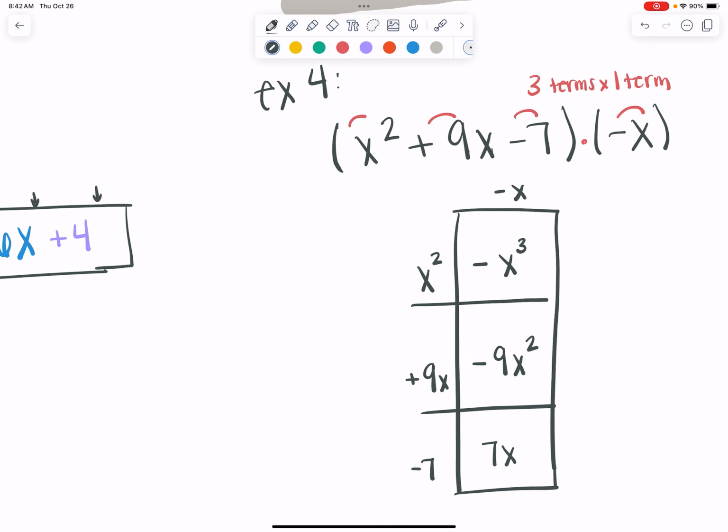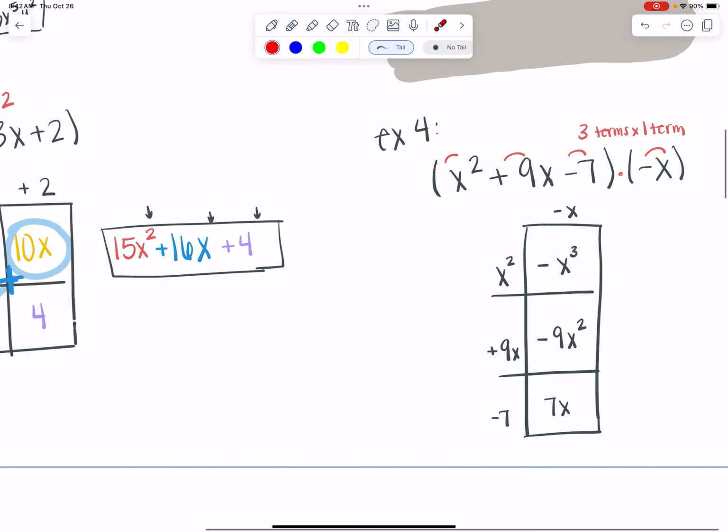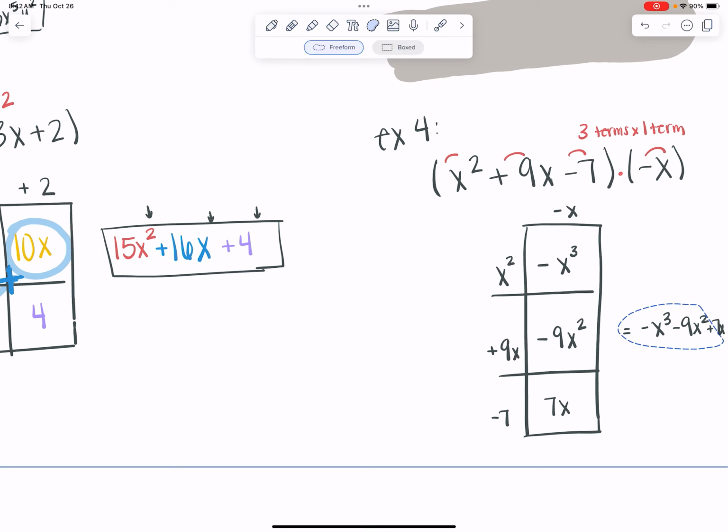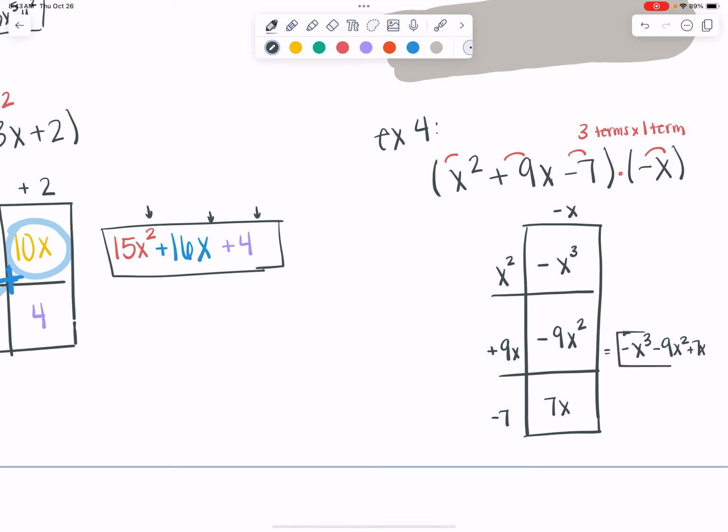Now when I'm looking inside, I don't have any like terms because I have an x to the third, an x squared, and just a plain old x. And so what that means is they are all going to be in my answer: negative x to the third minus 9x squared plus 7x. Got it squeezed over in the corner. And so that would be my answer. Negative x to the third minus 9x squared plus 7x.